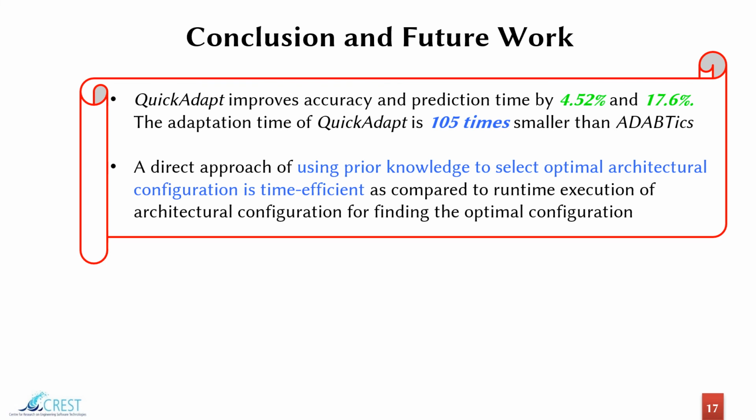From this work, what we can conclude is that instead of executing each configuration at runtime, calculating its quality of service, and then picking the best configuration, the efficient approach is to have prior knowledge in the form of fuzzy rules, and then use those fuzzy rules along with the descriptive statistics of the data to select the optimal configuration.